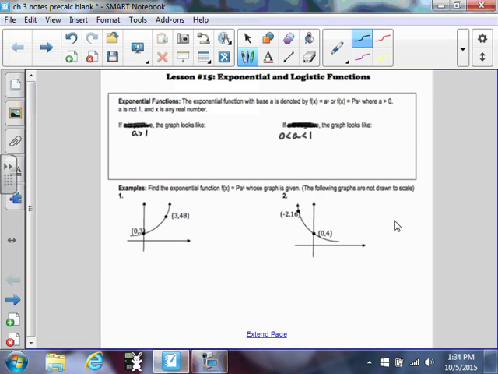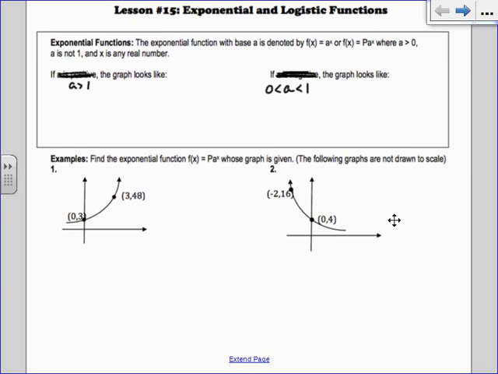All right, here we go. So lesson 15 is on exponential and logistic functions. Exponential functions are things that you should be very familiar with. There are things that are like y equals 3 to the x. We know how to graph exponential functions. The thing that we have never seen before, most likely, are logistic functions. So we're going to learn about those today.